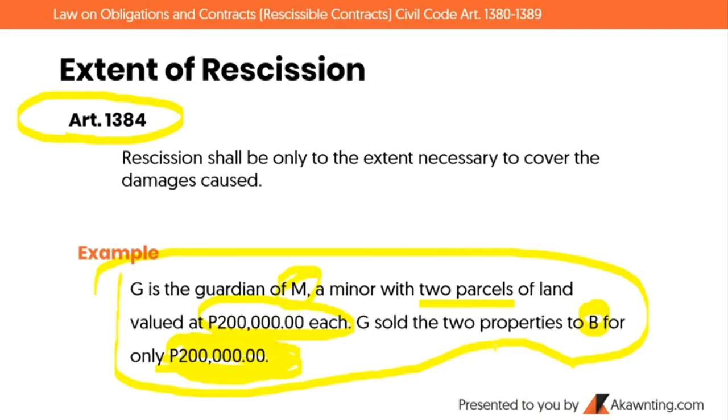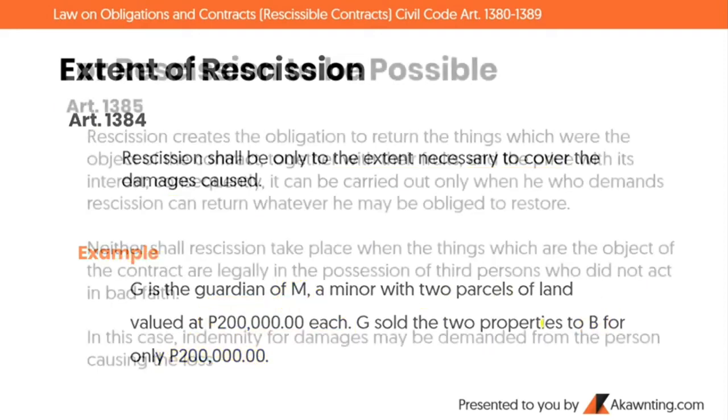Actually, doon na natin nilagay lahat. Okay? Na supposedly, di ba, dapat hati sila. Pero, yun nga, sabi dito, to the extent necessary lang to cover the damages caused. Okay? So, kung hindi naman na necessary na pati yung isa pa na paghatian nila, yung isa lang, yung rescission lang nung isang parcel of land in this case. Okay? So, that is Article 1384.